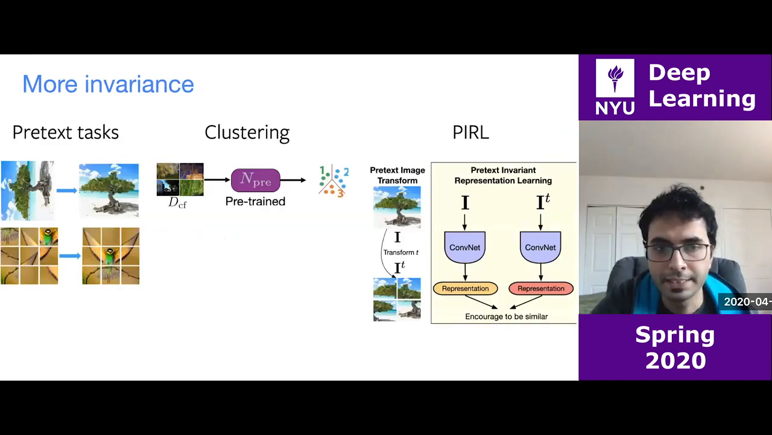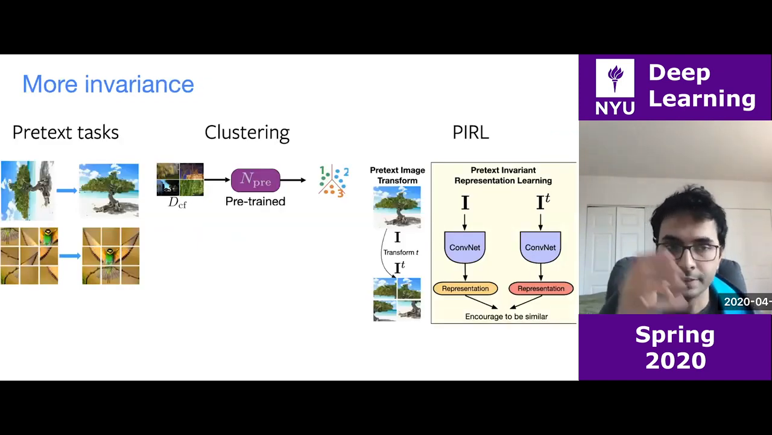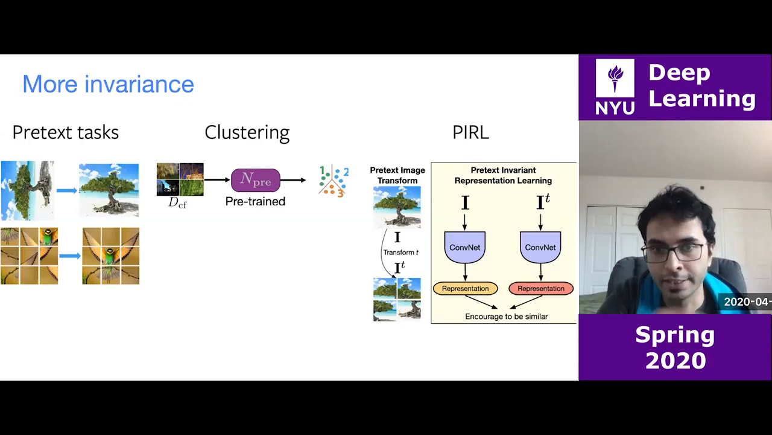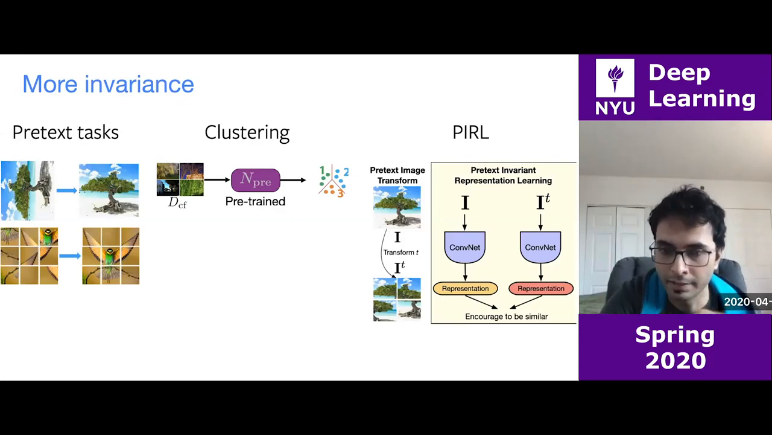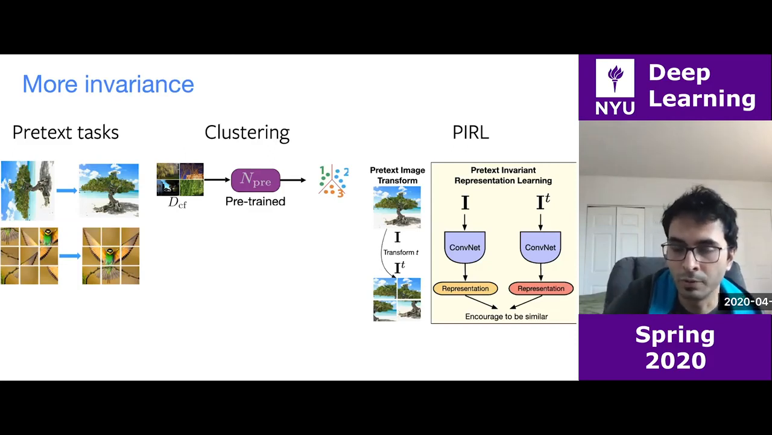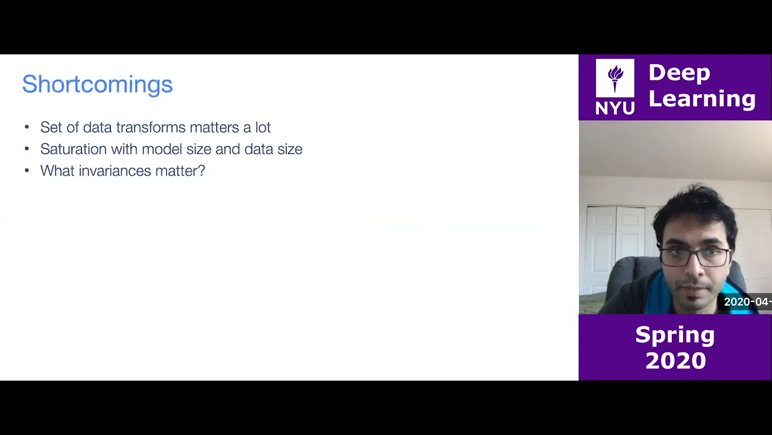So basically, if you look at these methods, starting from pretext tasks to clustering to PIRL, as you go from the left to the right, you basically get more and more invariance. And in some way, you also see an increase in performance, which suggests that baking more and more invariance into your methods is actually going to be more helpful in the longer term.